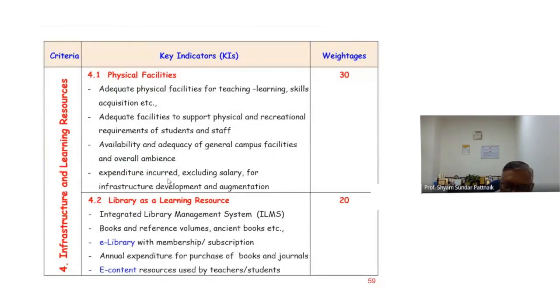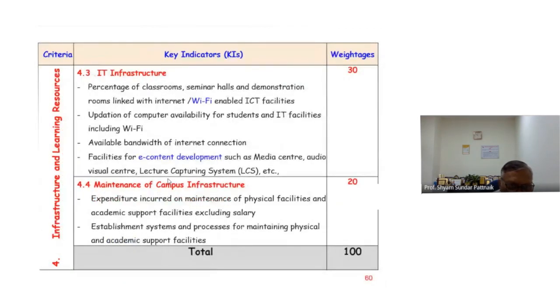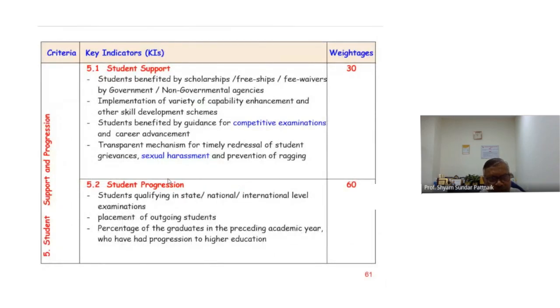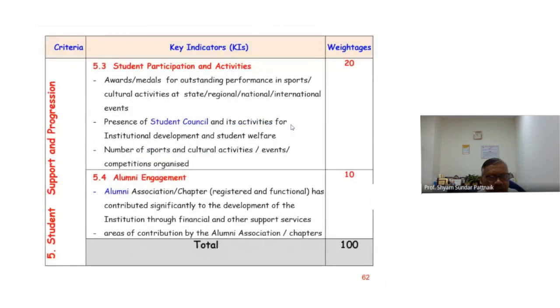Infrastructure resources are investment oriented. If you make a better investment, then you can really utilize it. Definitely, IT infrastructure is given much weightage, so better go for better IT infrastructure. Student support systems, mainly for competitive examination preparation, are very highly appreciated, so ensure that you create such competitive examination systems, and that the grievance redressal cell is performing well. Then student participation: different types of clubs, student councils, student bodies, and how they participate at state, regional and national levels, all those things are seen.